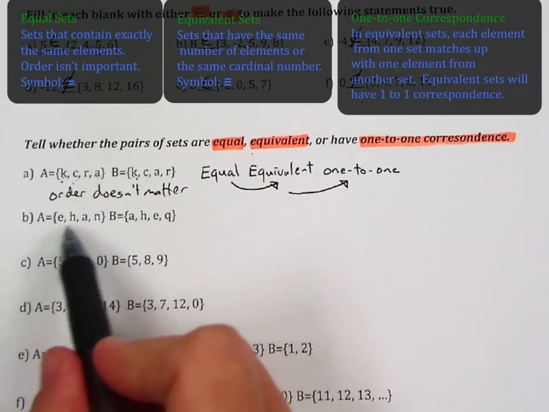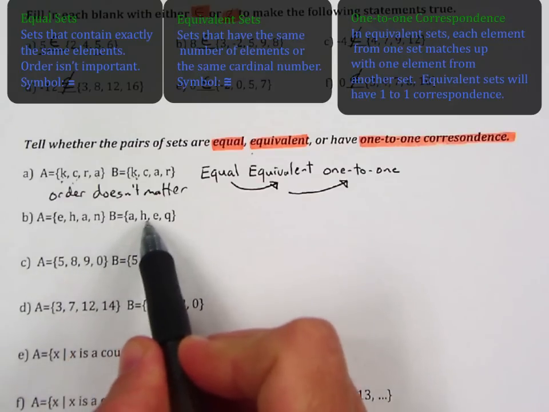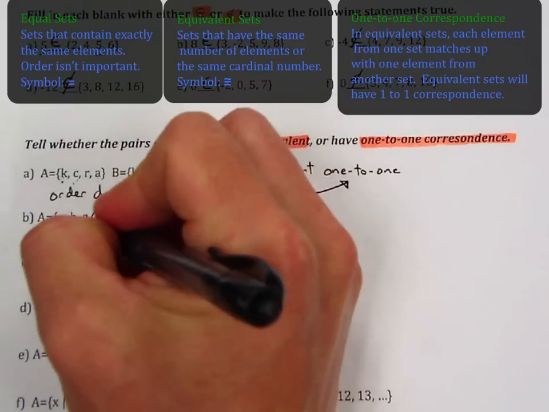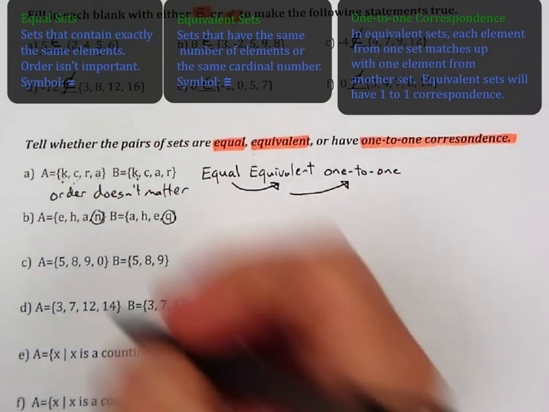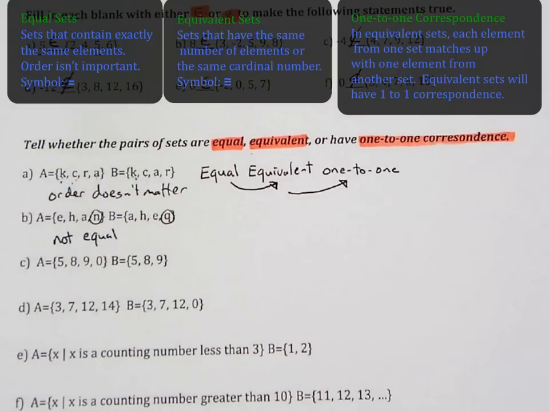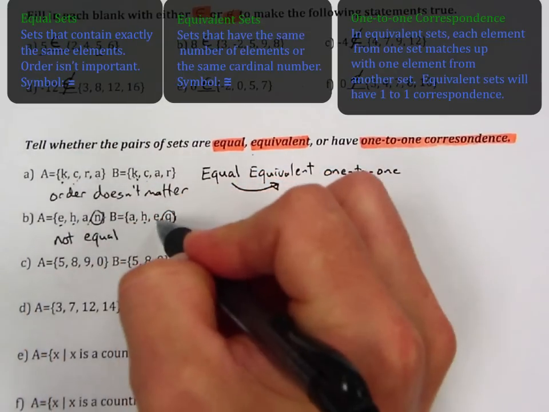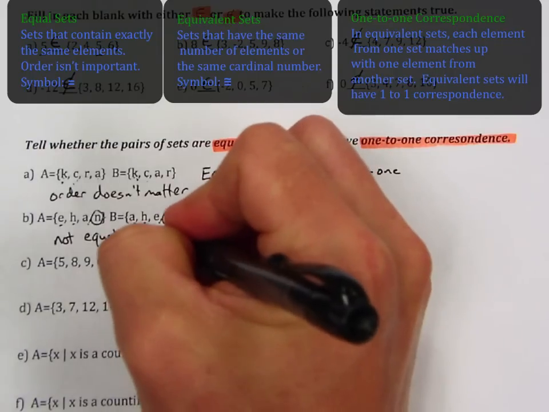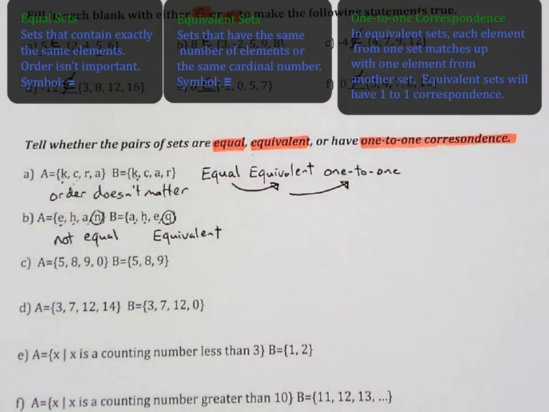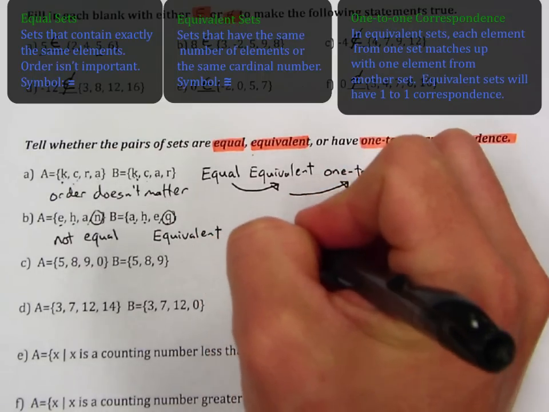Now let's look at our next set. Here we have E, H, A, and N. Here we have A, H, E, and Q. So by looking at these, because of the N and the Q, these are not equal. Okay. But since both of them have 4 elements, that makes them equivalent. And if they're equivalent, we know we also have one-to-one correspondence.